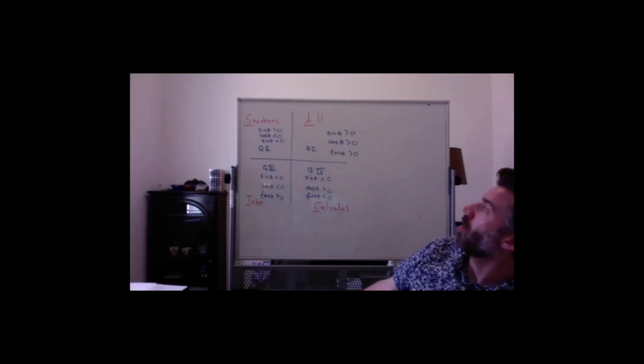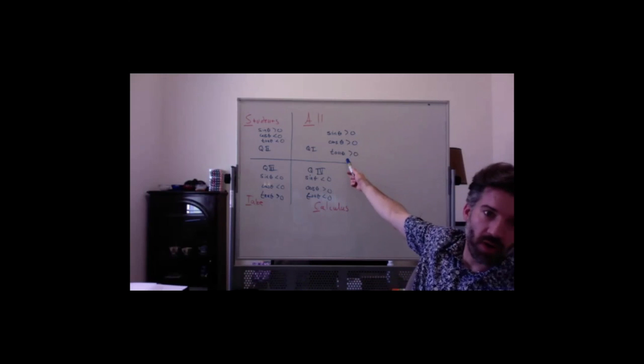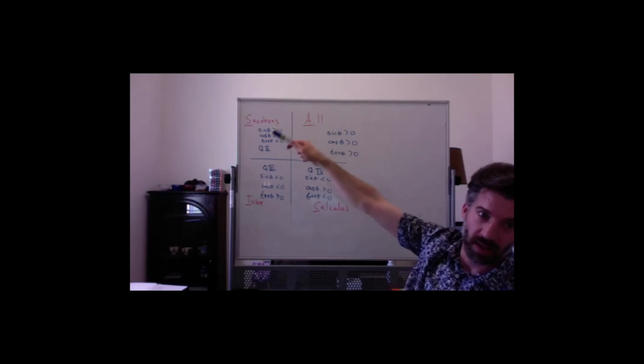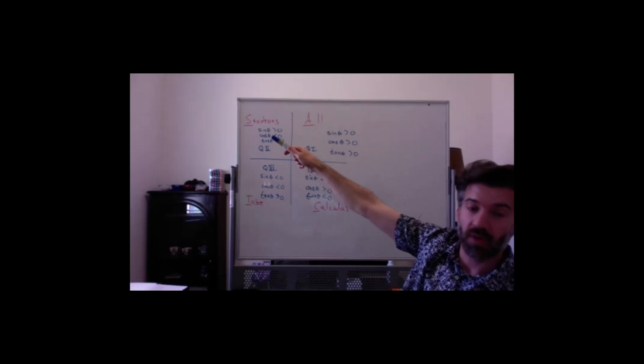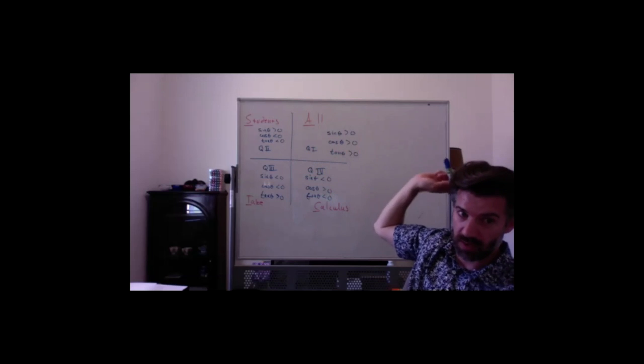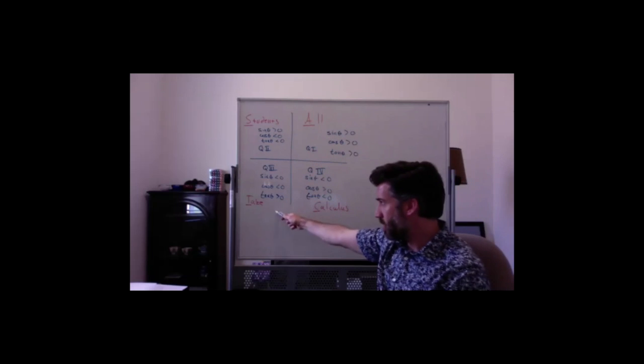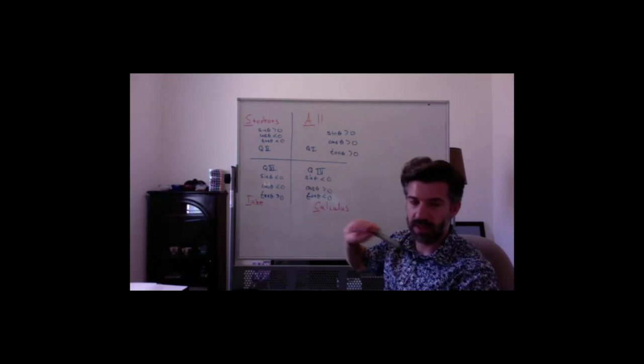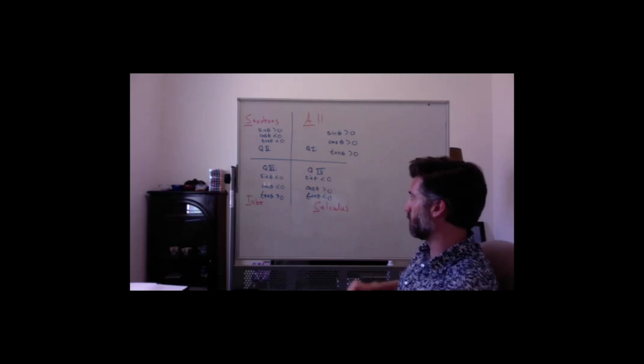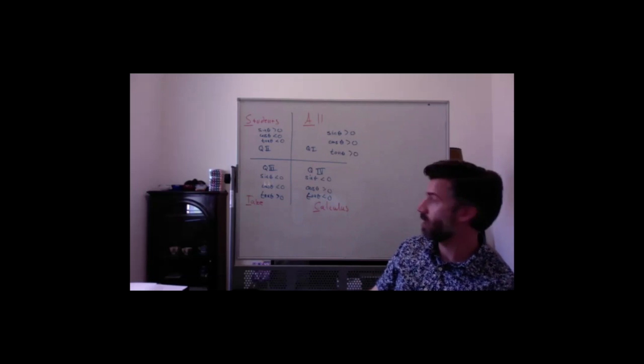So I want to remind you all that in the first quadrant, all the trig functions are positive. In the second quadrant, the sine function is positive, and the other two, cosine and tangent, are negative. In the third quadrant, tangent is positive, and the other two are negative. In the fourth quadrant, cosine is positive, and the other two are negative.